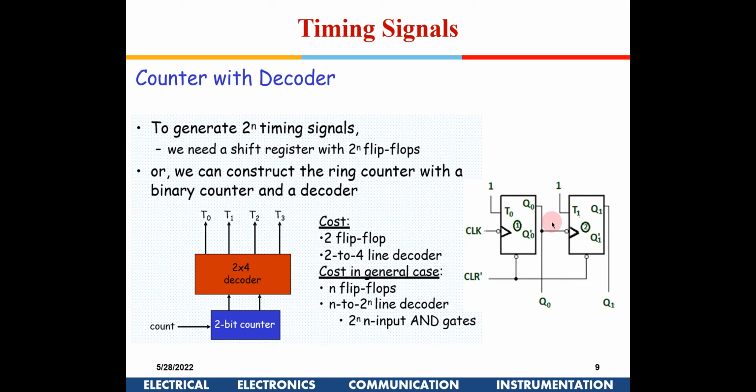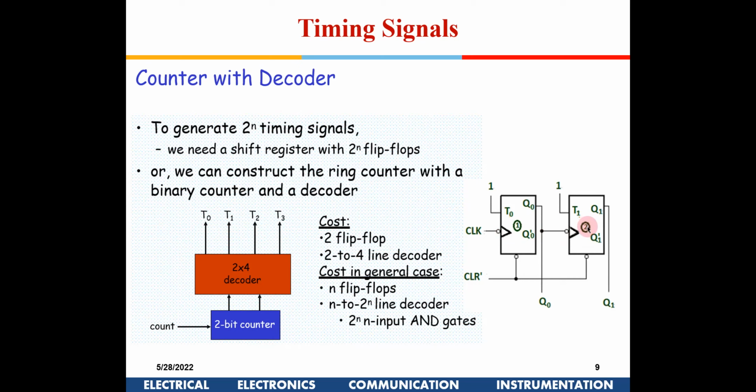Here also 1. This is not timing signals. T0, T1 means T flip-flops. So these are the 2 flip-flops out here. You give a clock here, and the clock has to be negative edge triggered to get an increasing sequence. If it is positive edge triggered, then it will be a down counter, and if it is negative edge triggered, then it will be an up counter.